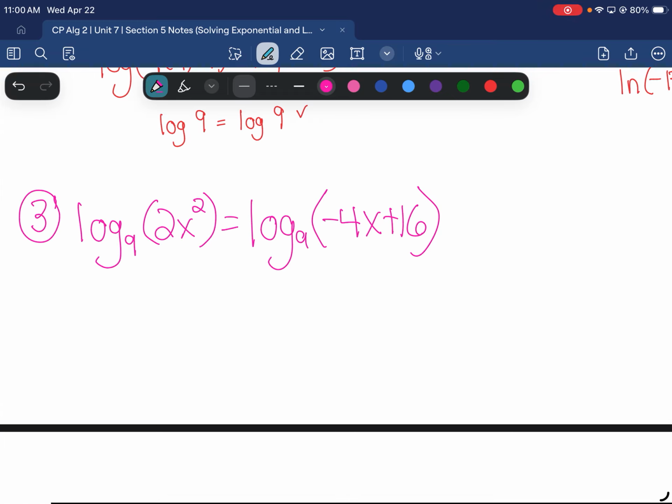We got log base 9s on both sides, right? That was a no.